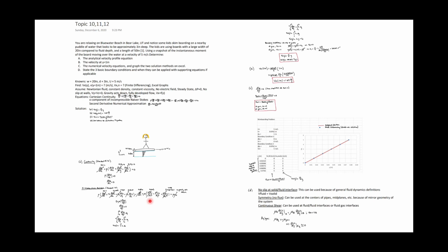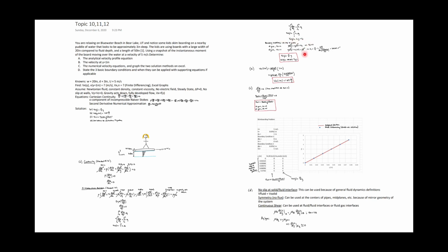Then, because as stated in the problem, we are using a wide board compared to the depth, and Vx is not a function of z, we are able to set this equal to 0. In addition, gravity acting downward makes this term also go to 0. Now we end up with the second partial derivative of Vx with respect to y is equal to 0. Taking the integral twice and applying our boundary conditions, we then end up with the velocity profile as shown here.